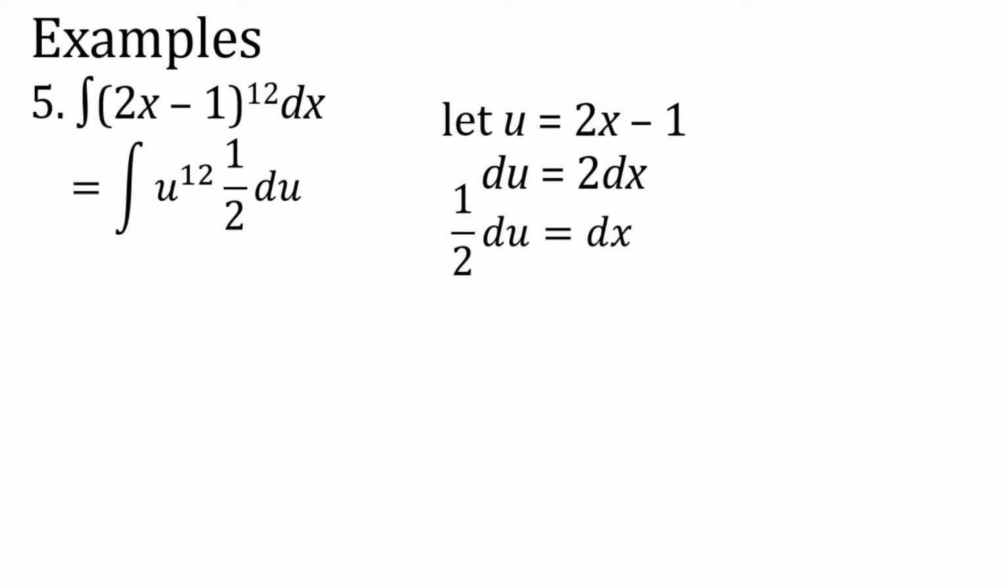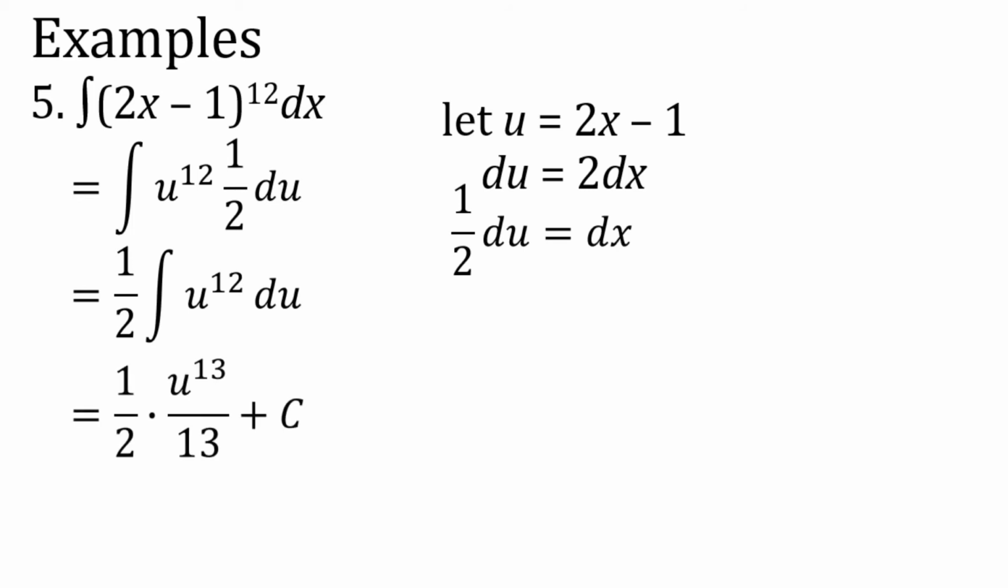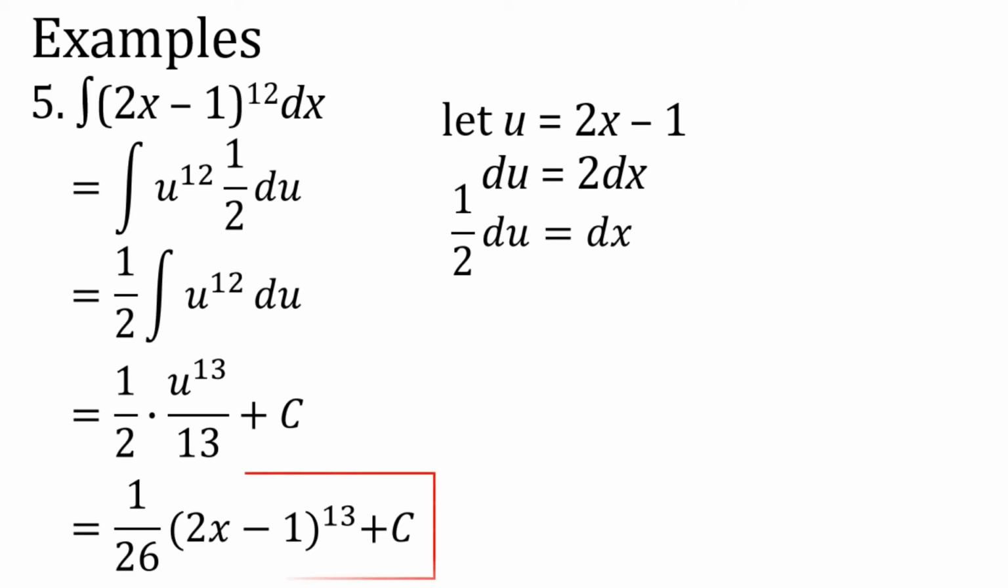Before you substitute, integrate first. Or before you integrate, if there's a coefficient, put it outside the integration symbol. So this will become 1 half the integral of u to the 12 du. So u to the 12 du is integrable. This will become 1 half times u to the 13 over 13 plus c. And then substitute the value of u. So this will become 1 over 26 times 2x minus 1 raised to 13 plus c.